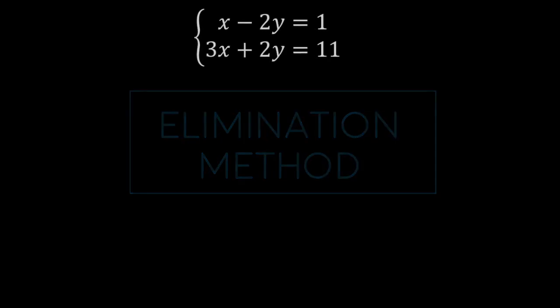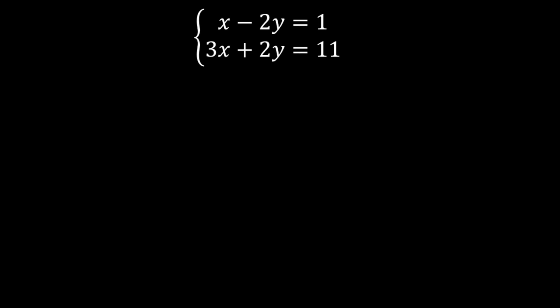Let's begin with a simple problem. Given x minus 2y equals 1 and 3x plus 2y equals 11, solve for x and y. Elimination method is named as such because you would want to eliminate variables until only one variable is left. This way, you can solve the remaining variable and use this value to solve the other variables. First, let's look for a term that we could eliminate, meaning terms which when added will give us 0. In this case, it would be negative 2y and positive 2y.